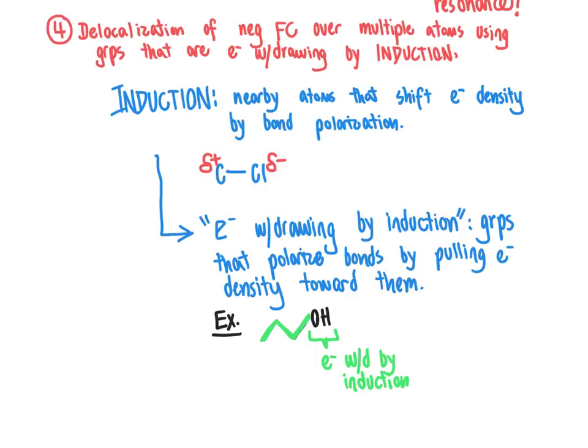And the effect of induction does drop off with the number of bonds. The more bonds that separate the electronegative atom from whatever other part of the molecule we're focusing on, the lower the inductive effect is going to be. Typically we consider induction to be effective up to about 3 bonds or so away from the electronegative atom. As it gets further and further away, the inductive effect drops off. So groups that are electron withdrawing by induction tend to pull electron density away from the rest of the molecule and toward themselves.